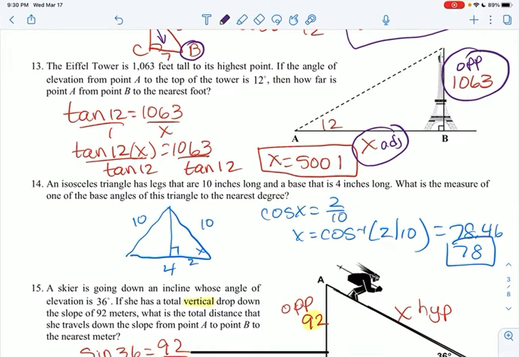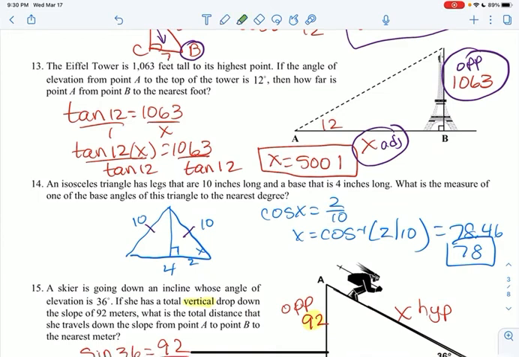14 is a little bit trickier. I'm going to solve these triangles. That means two sides are congruent. The legs are 10, and the base is 4. All right, so these legs are congruent to each other. Now I'm talking about finding the measure of one of the base angles.